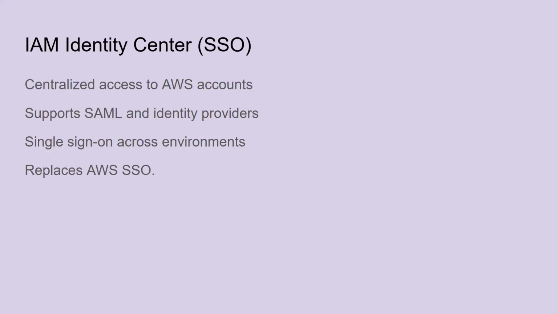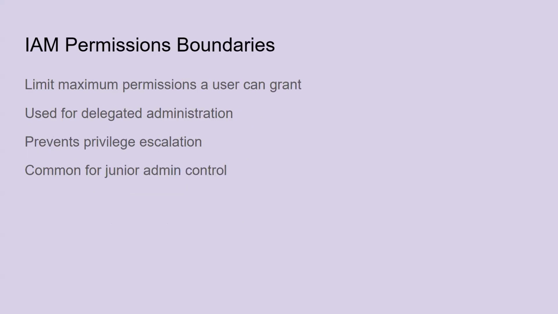The IAM Identity Center. It's centralized access to AWS accounts, supports SAML and identity providers, has single sign-on across environments, and it replaces AWS SSO. IAM permissions boundaries limit the maximum permissions a user can grant. It's used for delegated administration, prevents privilege escalation, and it's common for junior admin controls. We've gone over this a little bit when we were talking about IAM earlier in the course.